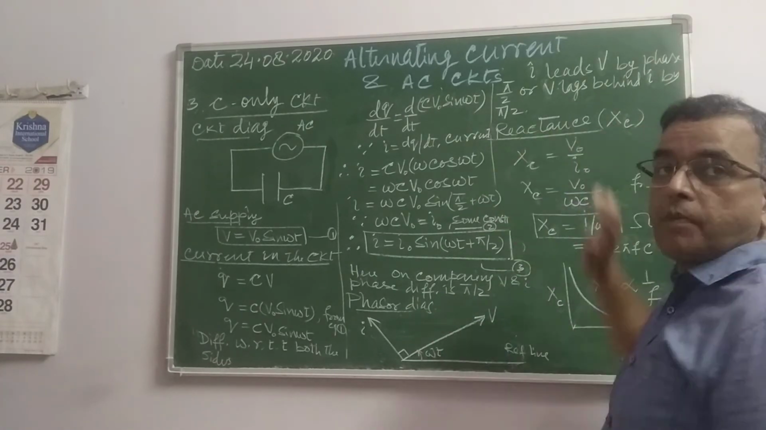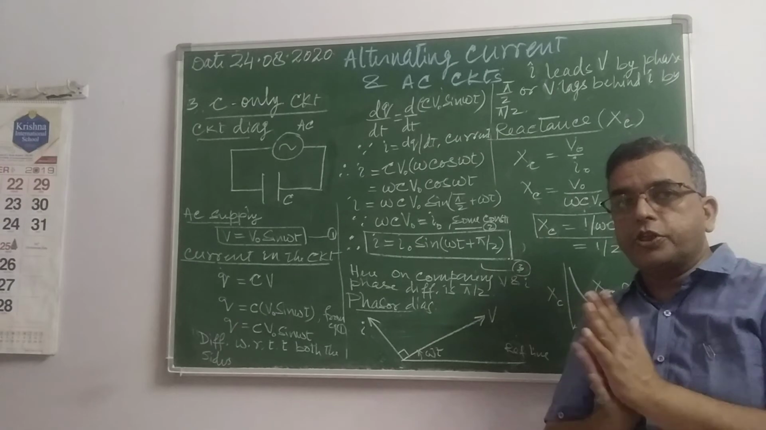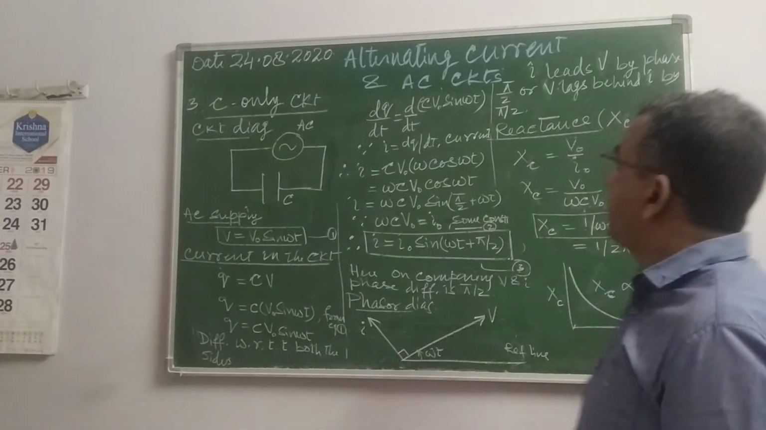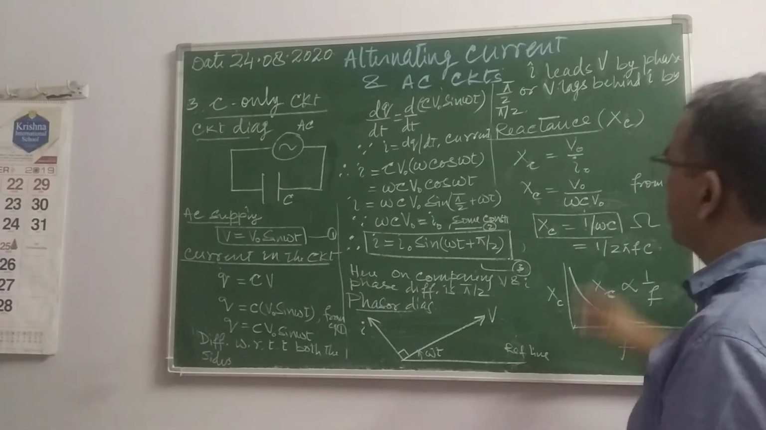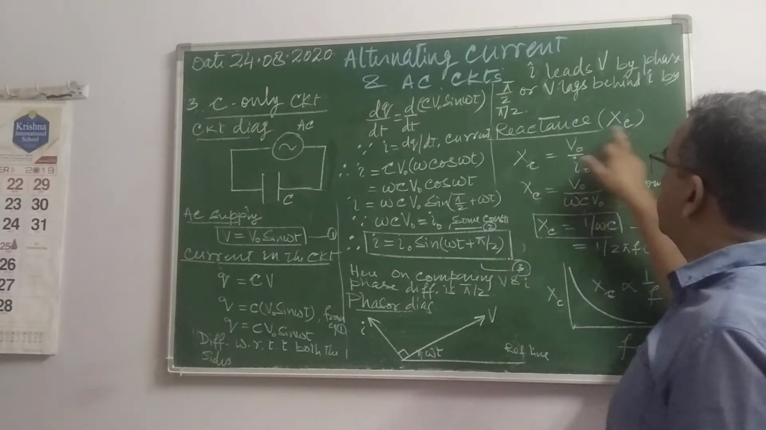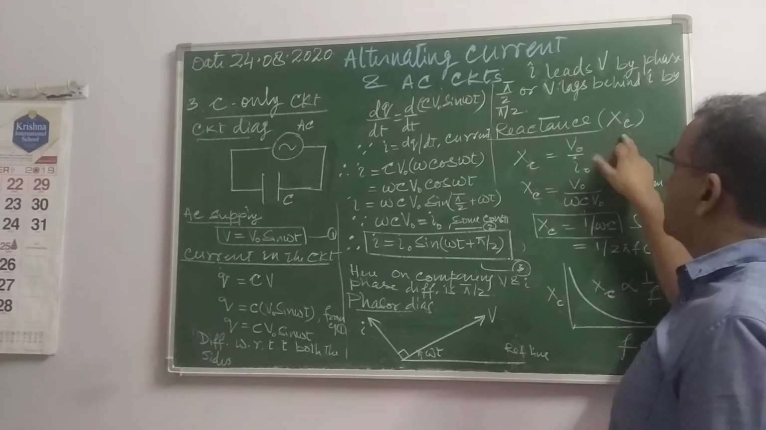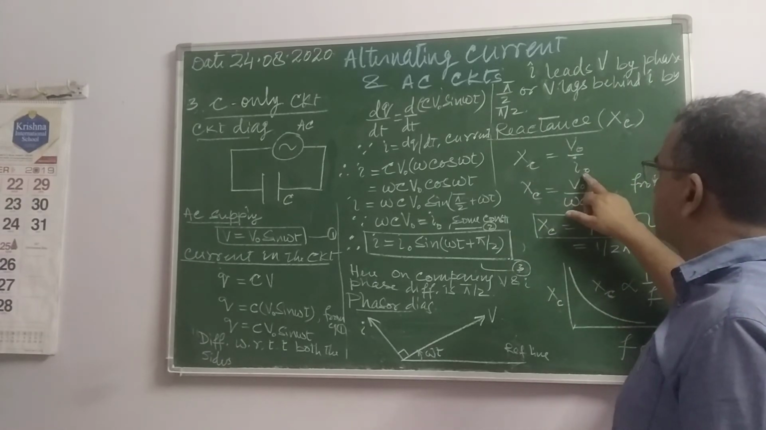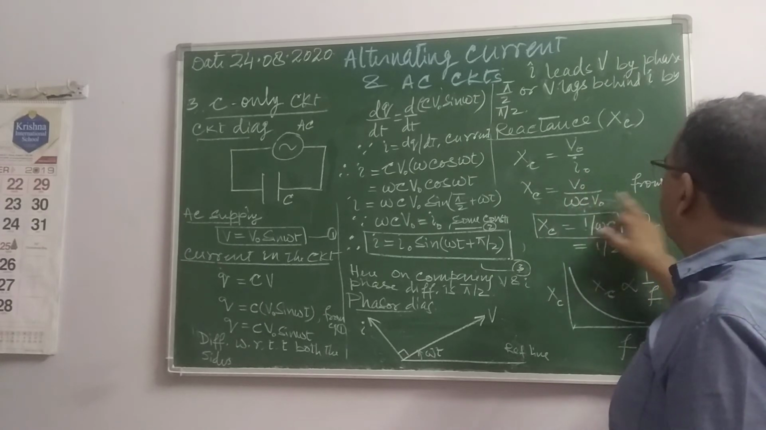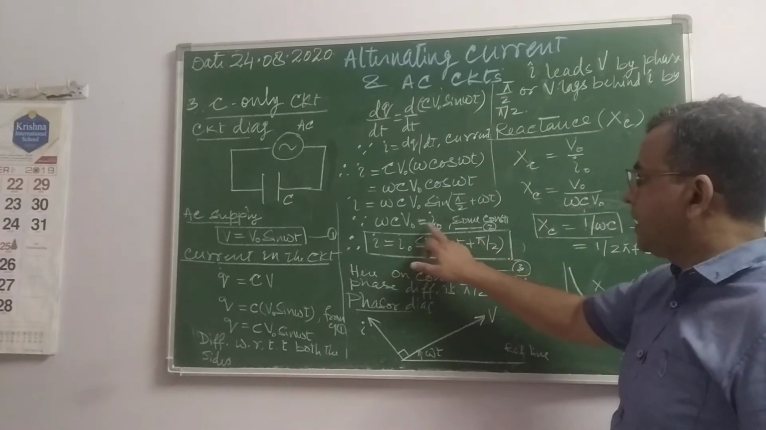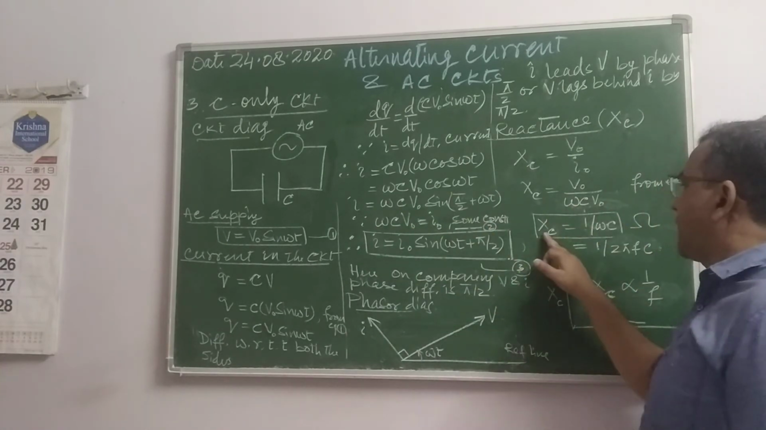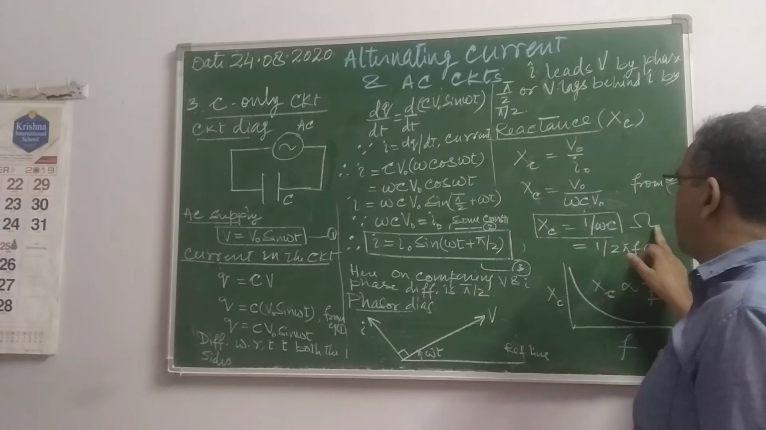Reactance means the opposition offered by this circuit in the flow of current or alternating current. It is represented by XC, and is also called capacitive reactance. It is V0 upon I0. From equation 2, I0 is omega C V0. So we can write XC equal to 1 upon omega C, where omega can be written as 2 pi f.